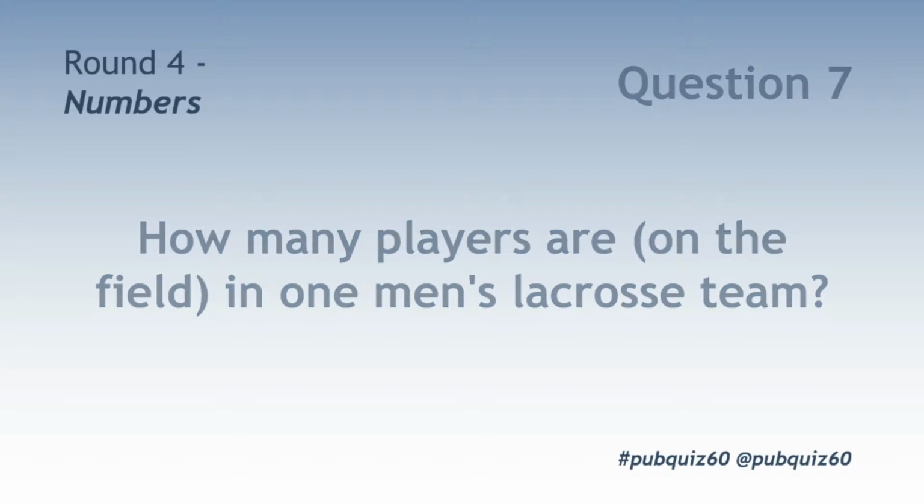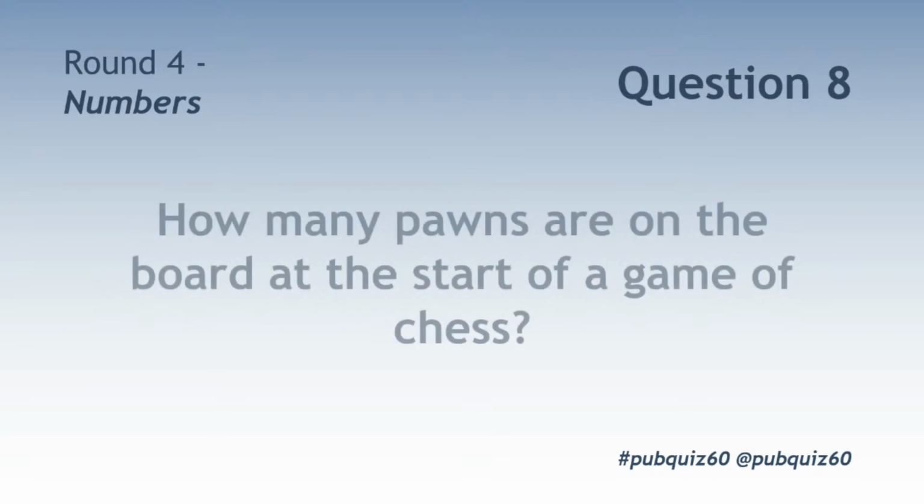Three questions to go in the numbers round. Question 8 is, how many pawns are on the board at the start of a game of chess?